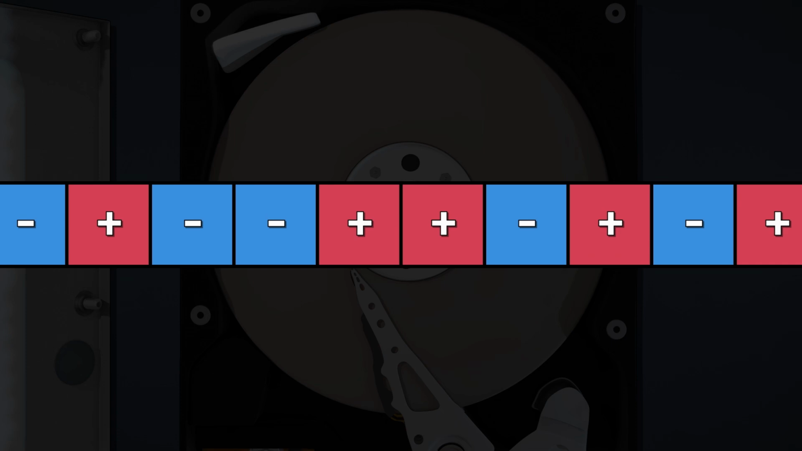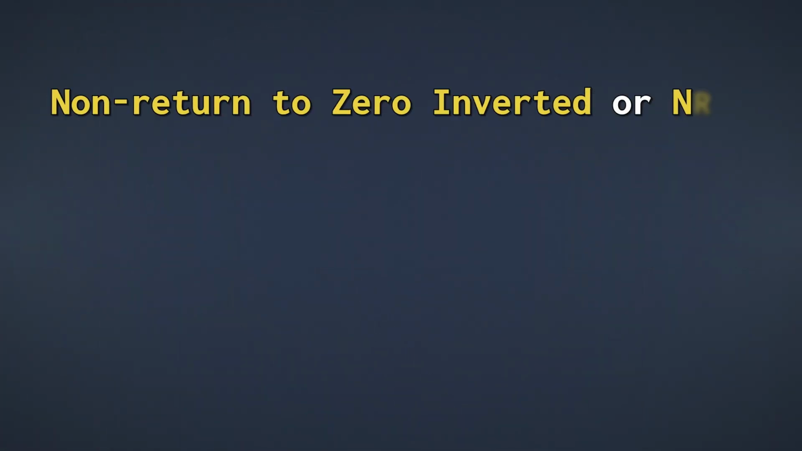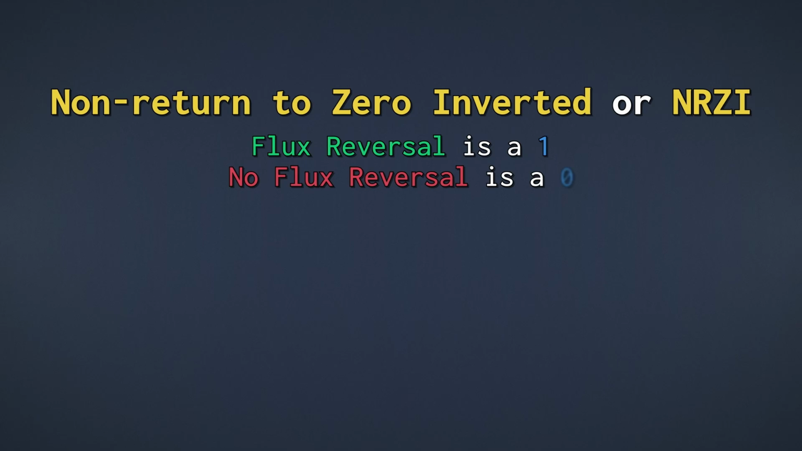Now you might assume that these are our bits, maybe negative is a 0 and positive is a 1. Sadly, that's not the case. It turns out that the read and write head doesn't actually measure the magnetized parts on the disk. Instead, it measures what's called flux reversal as it moves across the platter. In other words, it measures the transition from positive to negative, or negative to positive. Therefore, if there's no change, we have a 0, and if we detect a transition, we have a 1. This kind of encoding is also called non-return to zero inverted, or NRZI.